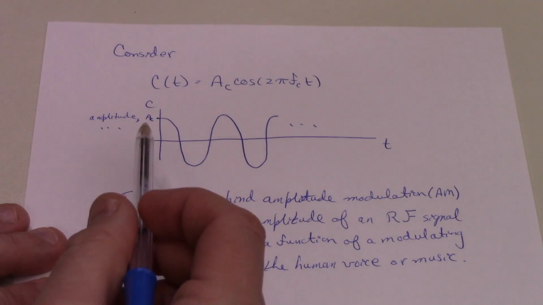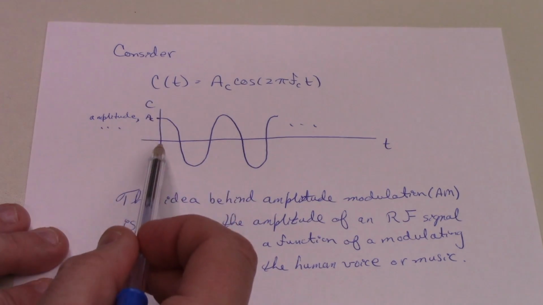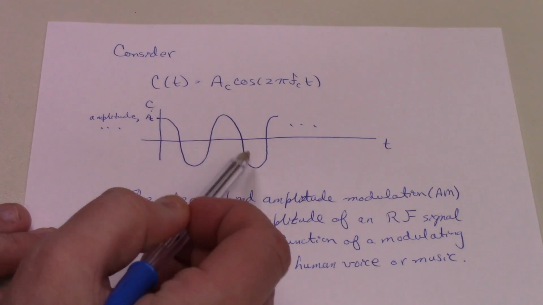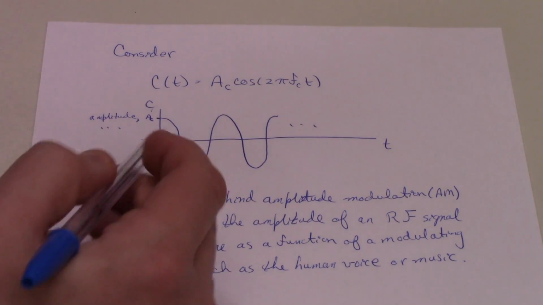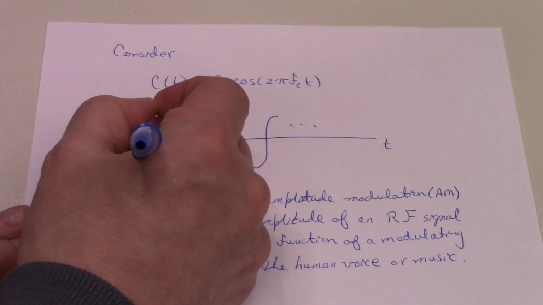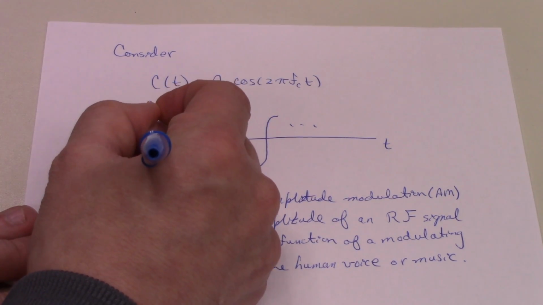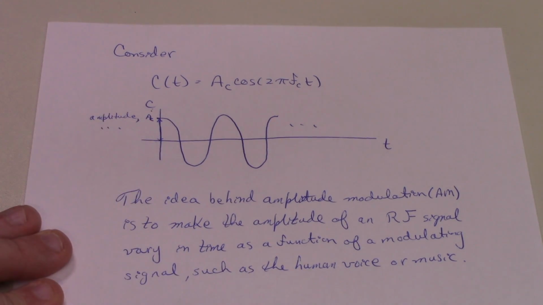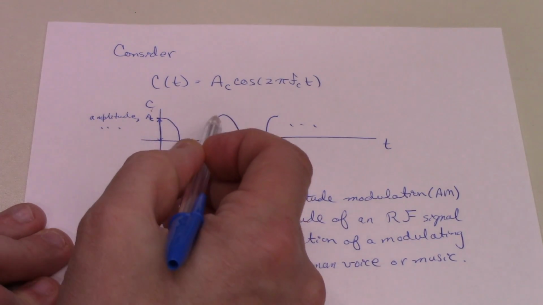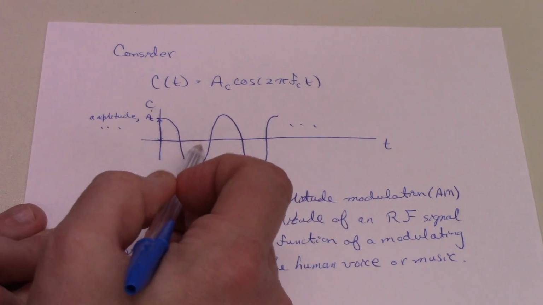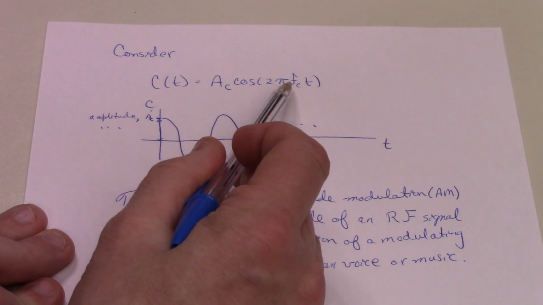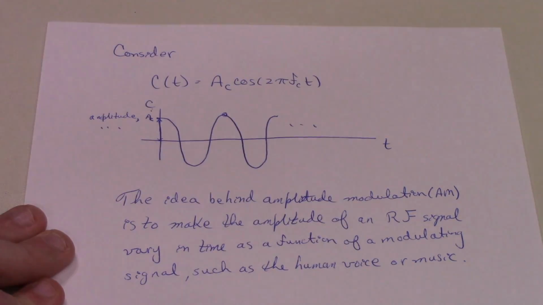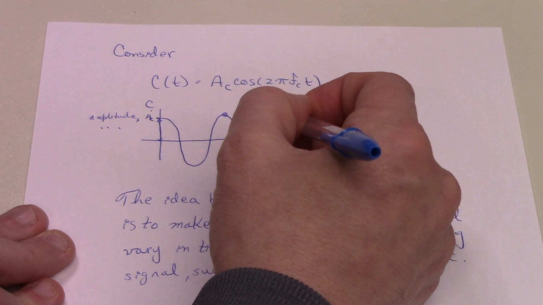And if you plot out C of t as a function of time, it traces out this familiar cosine wave. The amplitude is the distance from the maximum of the function down to the zero. And this function repeats some number of cycles per second, and that's what f sub c is. It's the number of cycles, so this would be one cycle here, here's another cycle there, and so on and so forth.